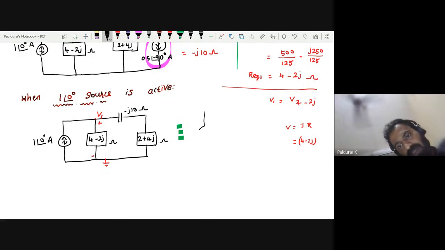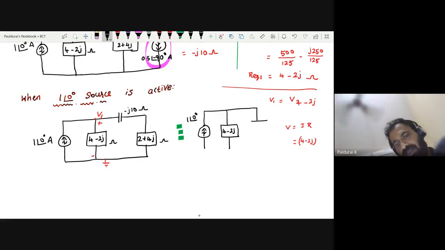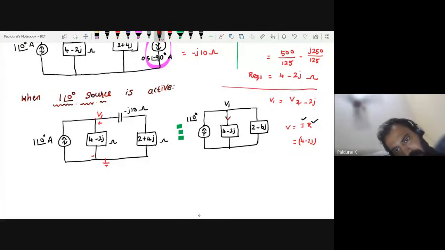Let me draw that. 1 at an angle of 0 degree, and this is my 4 minus 2j. So 2 plus 4j minus 10j. How much is it? It is 2 minus 6j. This is just for your reference. Now this is my V1. How will you find the current flowing through this? Can I take some I?